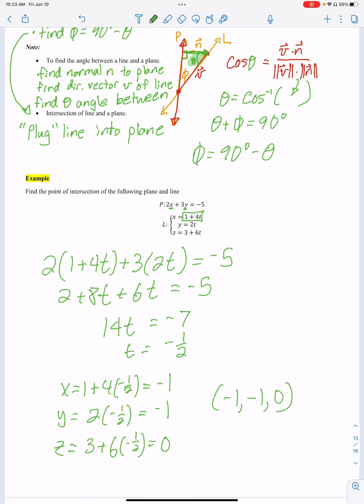Pretty easy to find when you plug it in. I feel like these are the most straightforward, less thinking type problems of finding intersections. The other ones involve a lot of vectors, while this one is just straight algebra.